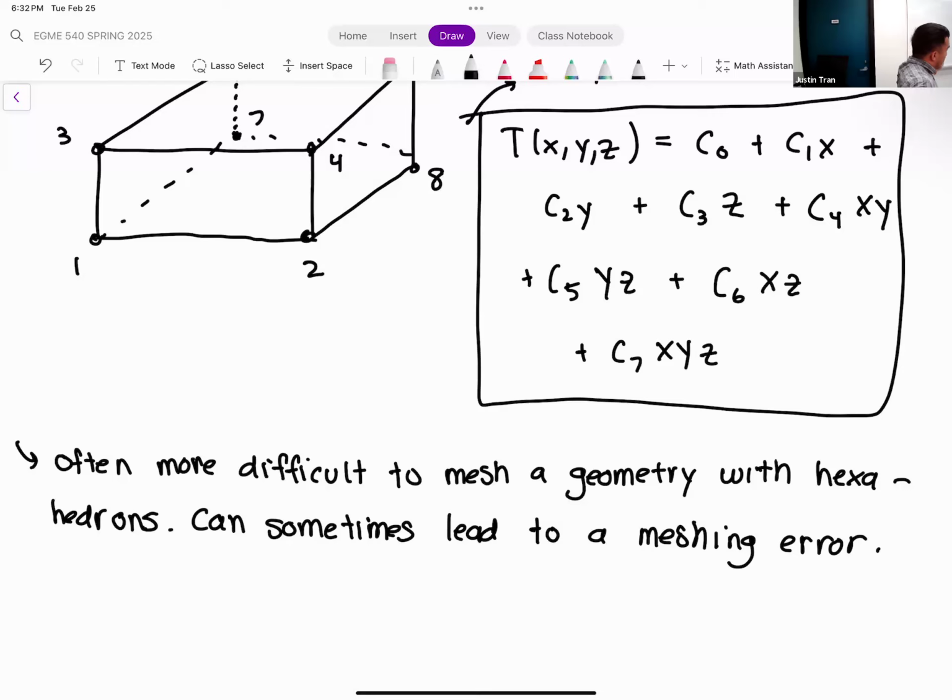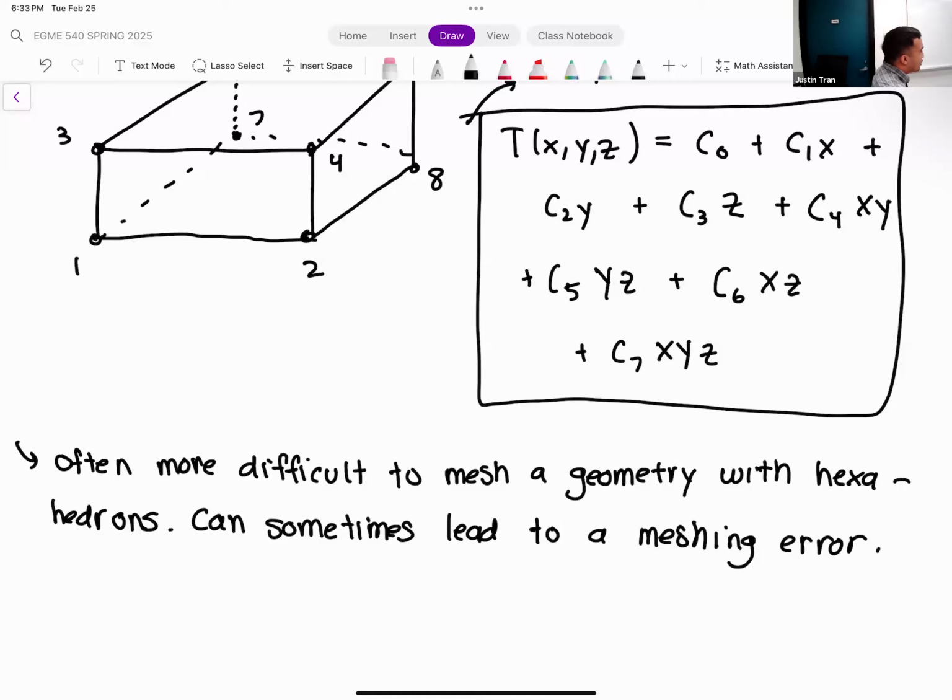Meshing error can often be the most frustrating part of working with FEA. Because oftentimes the error messages are not helpful. ANSYS will just tell you that the meshing failed, and then you're going to ask why. And then ANSYS is going to say, tough luck, because it doesn't want to tell you what went wrong.